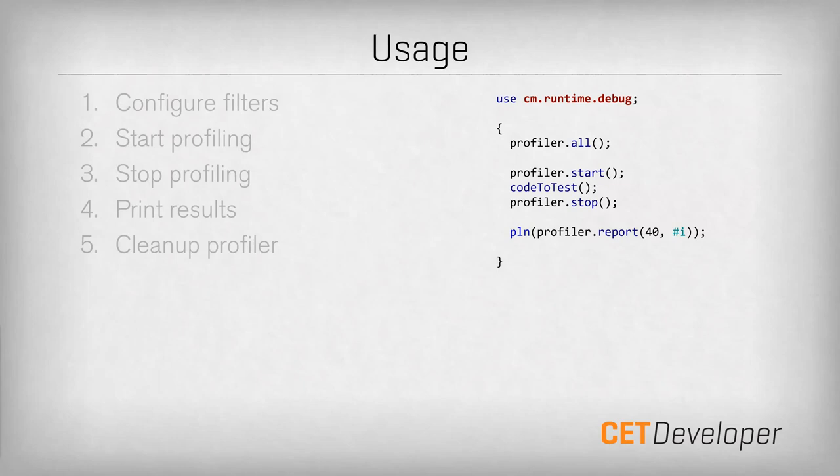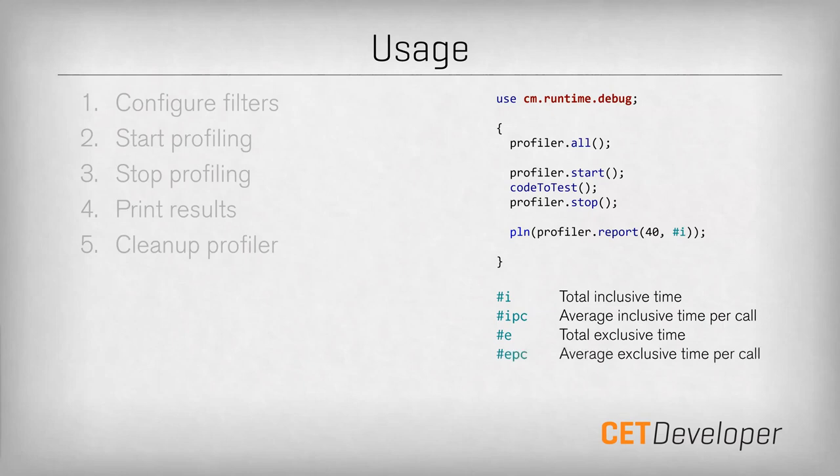By default, it will use this symbol, which means sort all of the results based on total inclusive time. So the functions that take the longest total time to run, start to finish, will be towards the top of the list. You can also sort based on the average inclusive time per call, or you can switch to exclusive and exclusive time per call, or you can just sort on the total number of times a function was called.